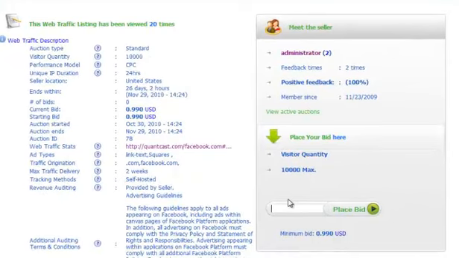So if I were to put $1,000, for example, in here, that would be my bid. Now I know $1,000 at 10,000 visitor quantity works out to be about 10 cents a click. But as you can see, I don't really need to put $1,000 for my bid. I only have to put in anything above 99 cents.